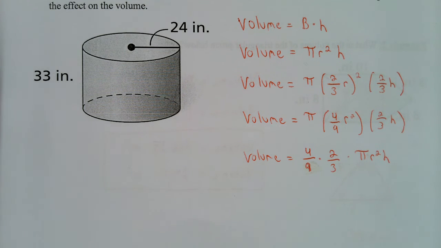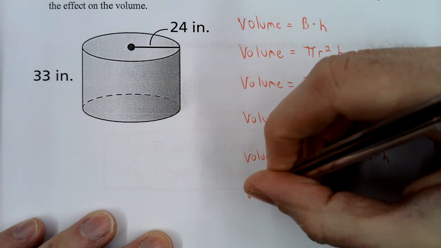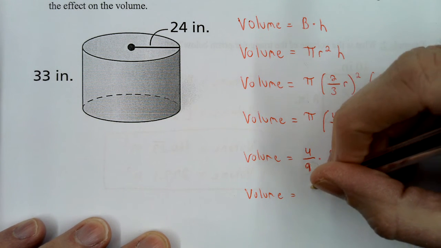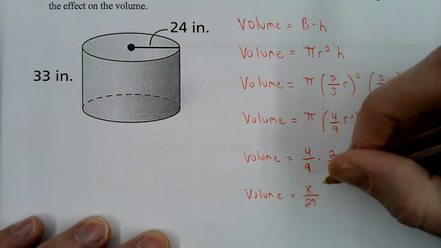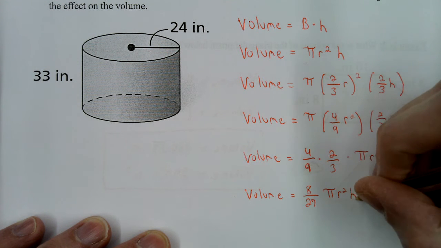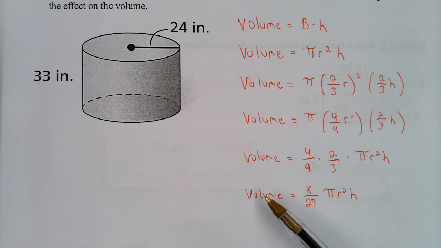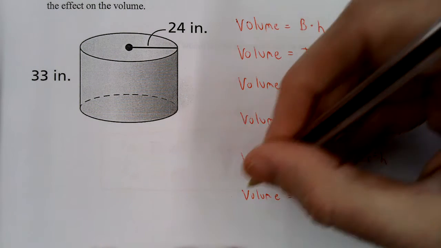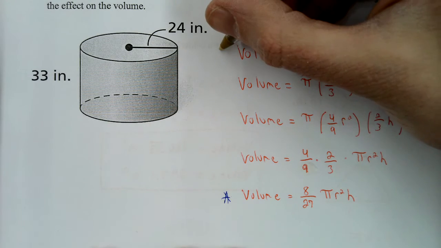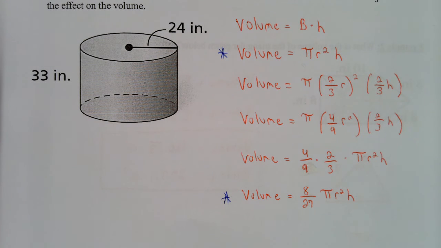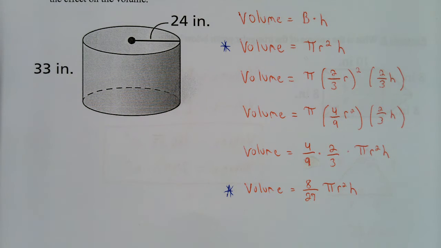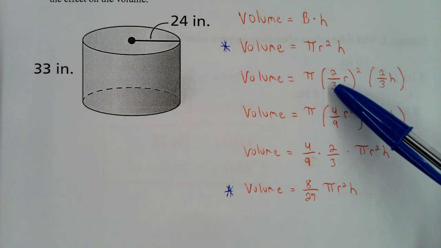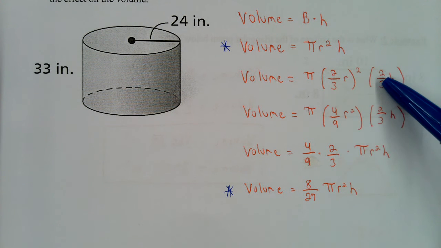Okay, so now let's continue. Let's multiply 4/9 times 2/3. Let's make that 8/27, times pi times radius squared times height. So what you want to do is compare this, put a little star, with that. So what changed? The volume gets multiplied by 8/27. In other words, you're doing 2/3 squared, so 2/3 times 2/3, and then times 2/3 again.